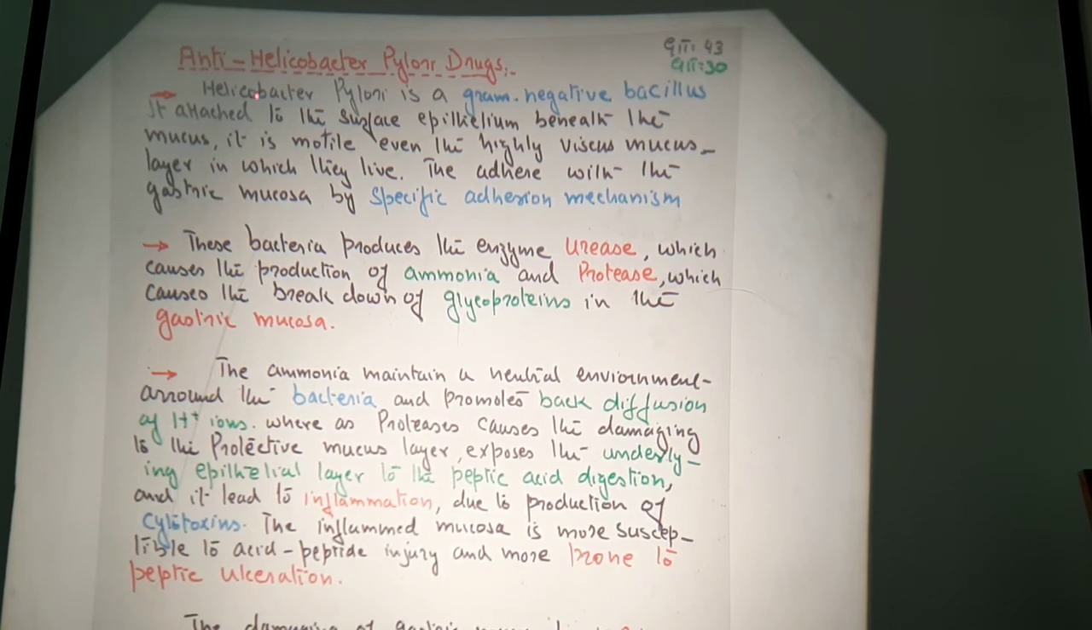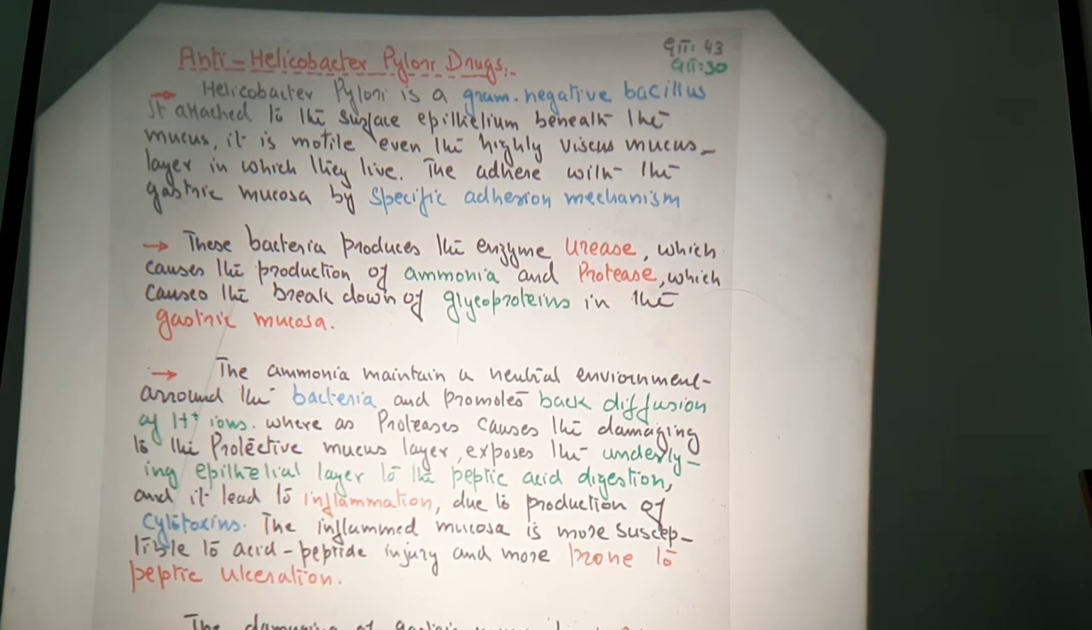Helicobacter pylori is a gram-negative bacillus or bacteria. It attaches itself to the surface epithelium beneath the mucus. Means the Helicobacter pylori, which is gram-negative bacteria, attaches itself beneath the epithelium of the stomach wall, that is the mucous membrane. It is motile even in highly viscous mucus.